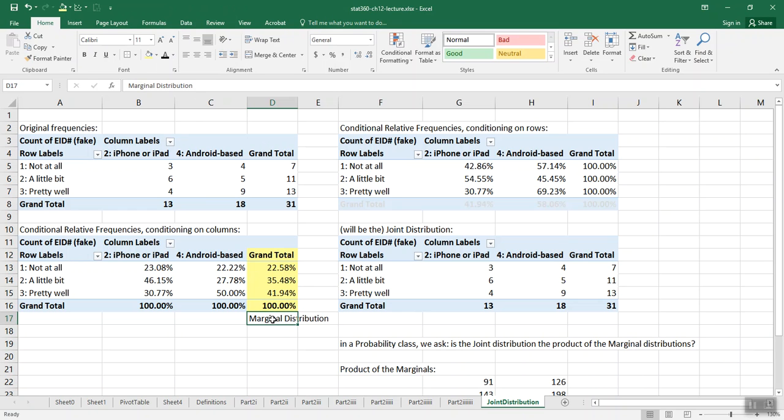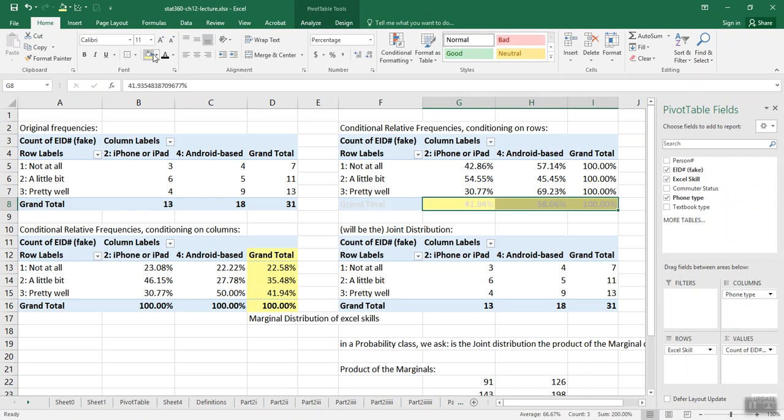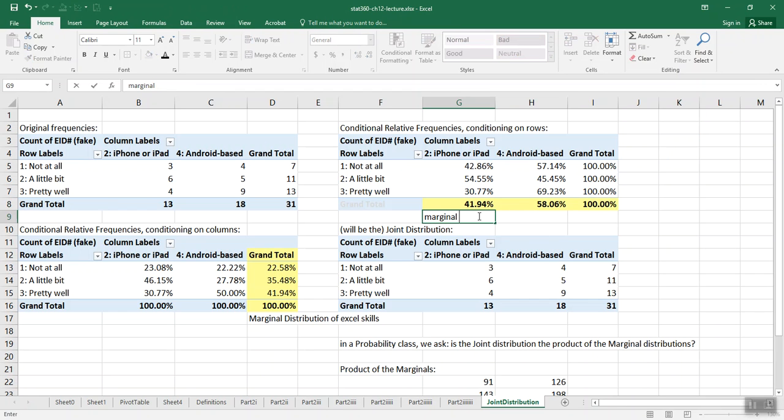So that's the marginal distribution of Excel skills. And we could gray this out, and that was the marginal distribution of phone types.